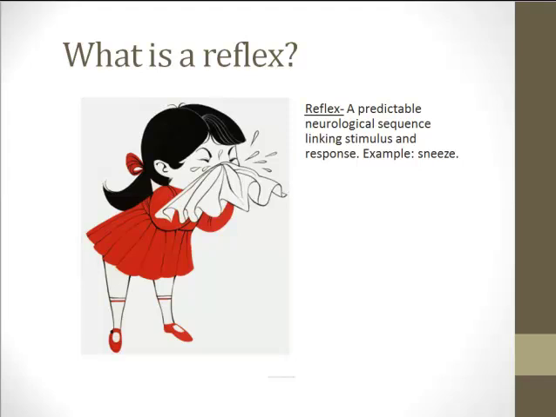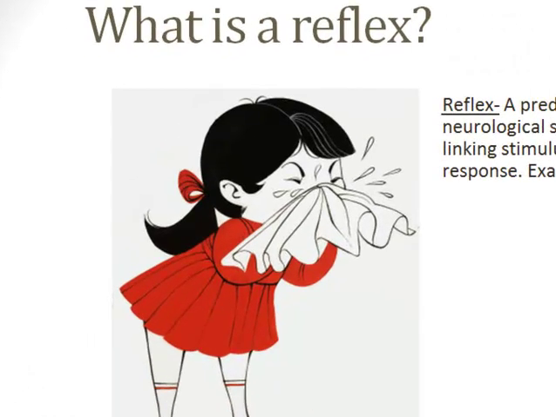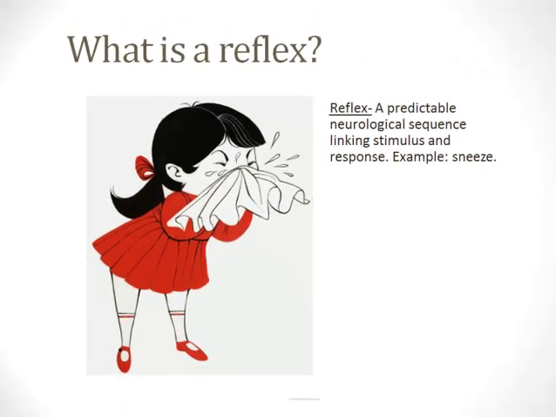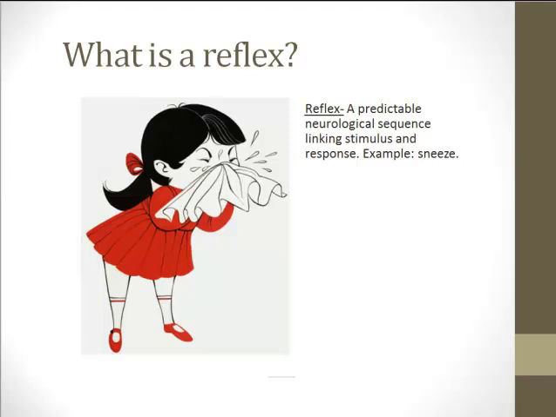Sometimes a stimulus and response are paired together in a predictable sequence. For example, a sneeze. If pepper or some other type of irritant makes it into your nasal passages and stimulates certain receptors in your olfactory system, then your body will respond by sneezing. That's pairing a stimulus with a response, and that's called a reflex.